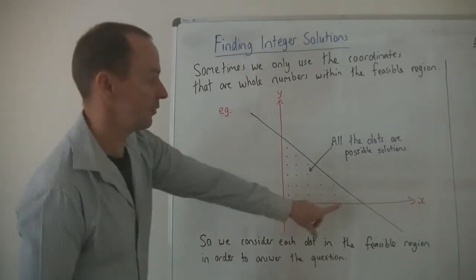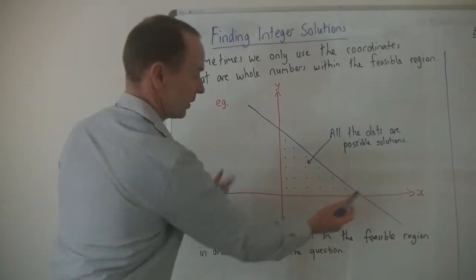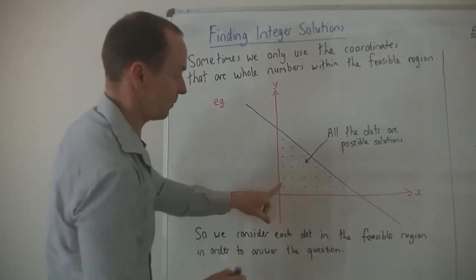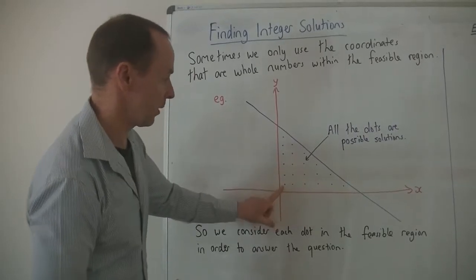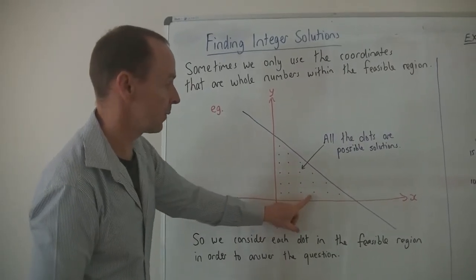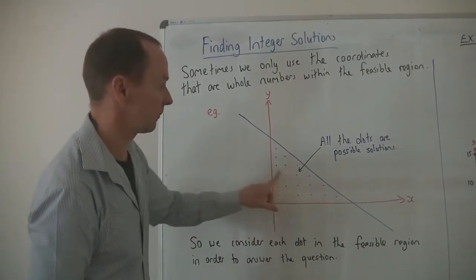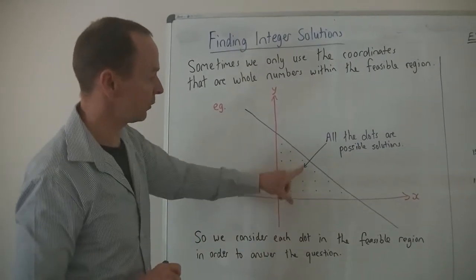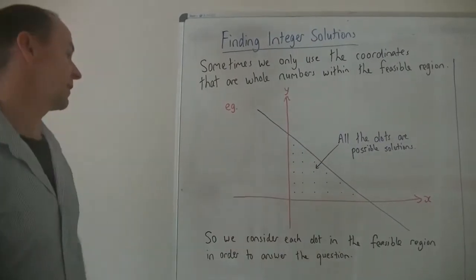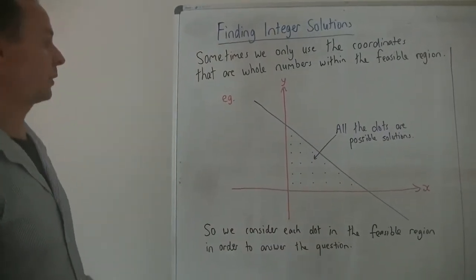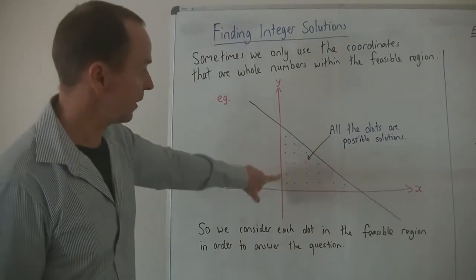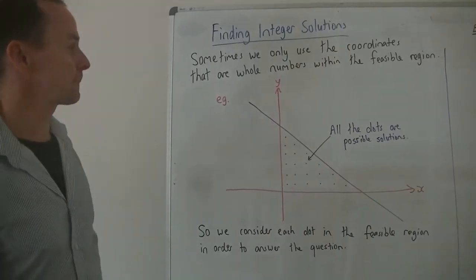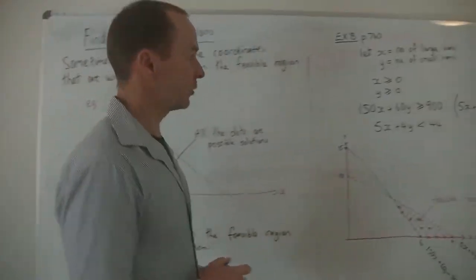But in this case, it's just an example. We've got the two axes not included, and then that line across there. So all these points represent the whole numbers. That might be 1, 1, 2, 1, 3, 1, 4, 1, 5, 1, 6, 1, and so on. So you have to do this very accurately on a graph, and then find all the points. So I said there, we can consider each dot in the feasible region in order to answer the question. So in this case, all those dots are solutions to that question. Alright, that's pretty much the theory done.